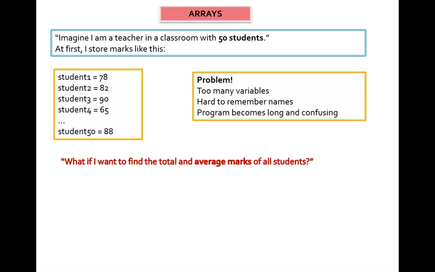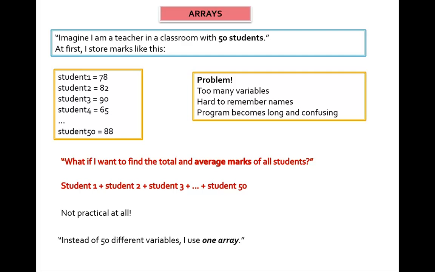So what if, in the same example, I want to find the total and average marks of all students? I will take the marks one by one, sum them up and then find the average. If it is for 75 students, it is tedious. 100 students, it is tedious, very difficult. 1000 students, it is not at all practical. Instead of 50 different variables or 75 different variables or 100 different variables, I use one array, right?